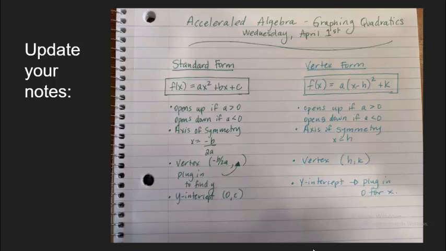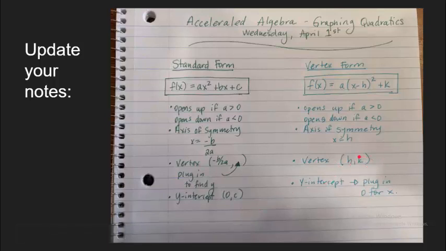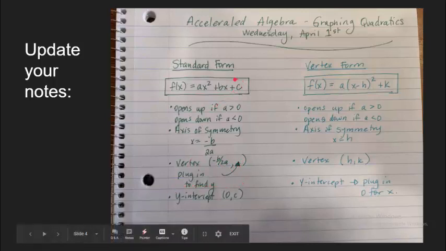So the vertex in vertex form is really easy. It's just h, k. In standard form, we've got to use the x-coordinate, the negative b over 2a from the axis of symmetry, and plug it into the formula to find the y. But the y-intercept is really easy. It's just the c value. In vertex form, we have to plug in 0 for x to find the y-intercept.